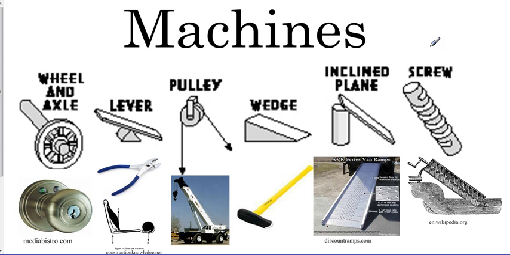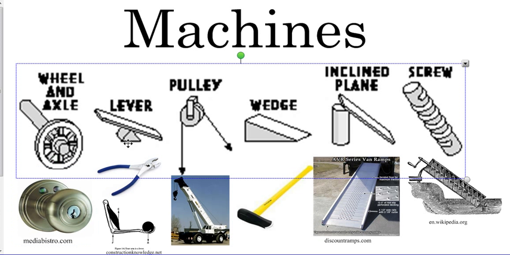So as a quick example, and these are just 1 or 2 examples, the wheel and axle: every doorknob is based off of the wheel and axle. In order for you to move the bolt that is inside of the door, you have to turn the doorknob, which gives you a mechanical advantage to move that bolt.